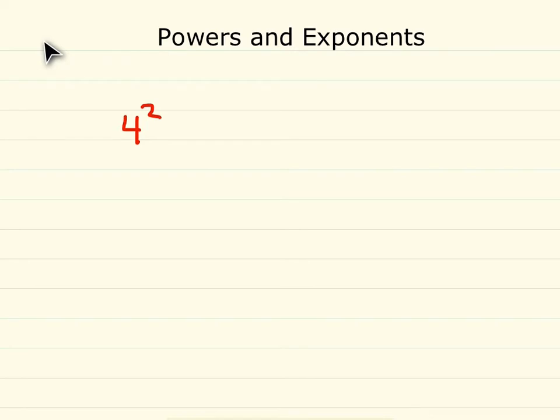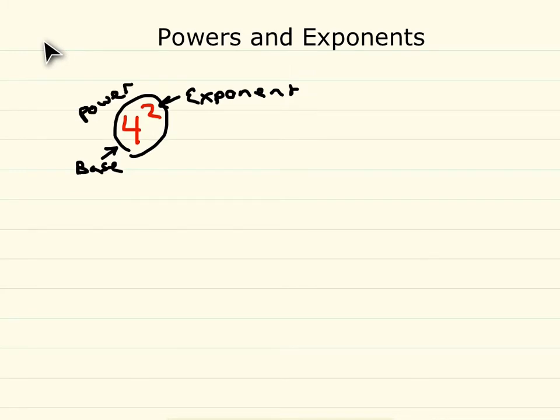So first off, some terminology. Well, your 4 in this case is considered your base number, and your 2 in this case is your exponent. Together, they make a power. So you would call this 4 to the second power.